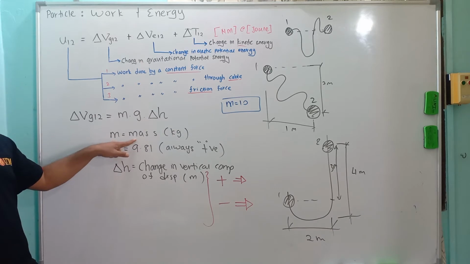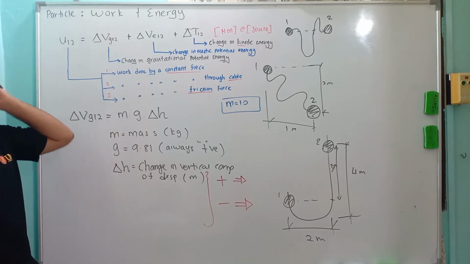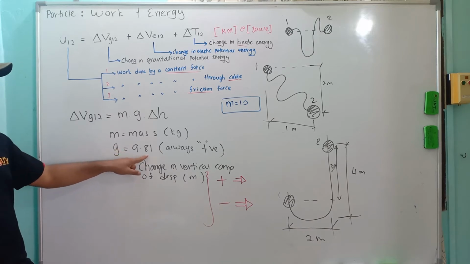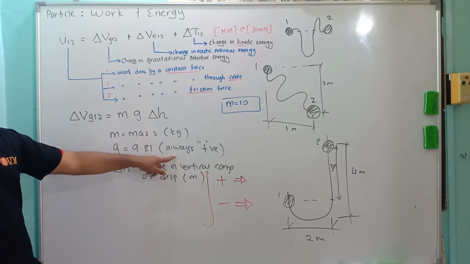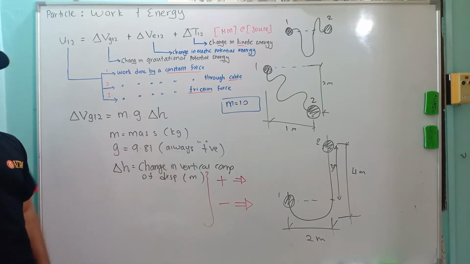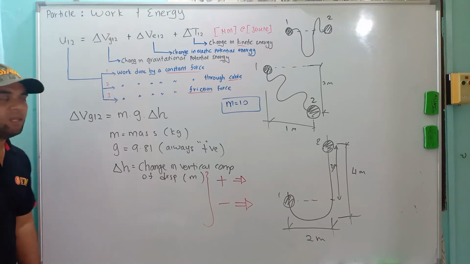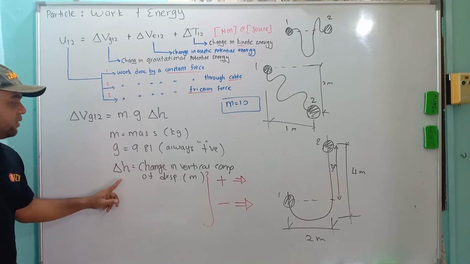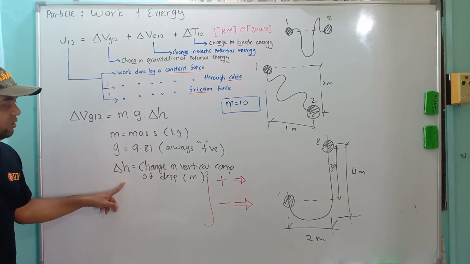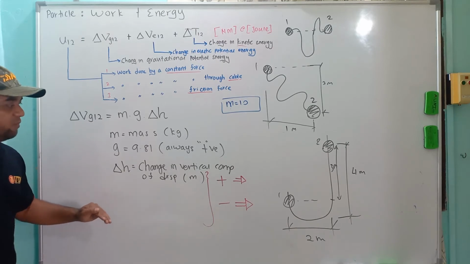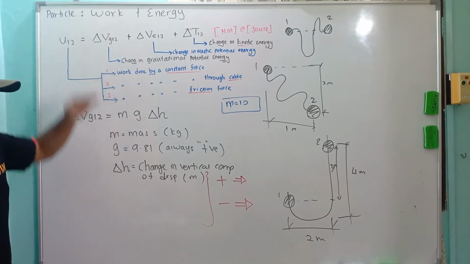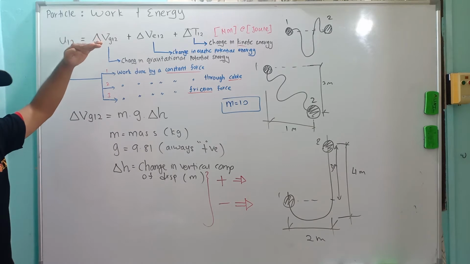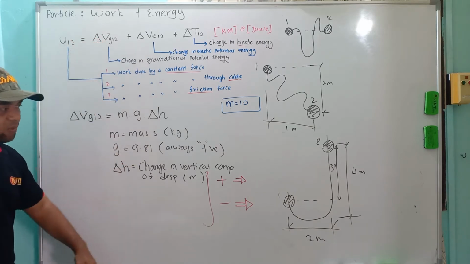M is the mass of this component. Mass is a scalar, so there is no direction. G is 9.81. In this case we put only the magnitude of g, 9.81, so it is always positive. So the positive and negative sign of delta Vg will come from delta h, the change in vertical displacement. If it moves from down to upward, it will be positive. If moving downward, it will be negative.